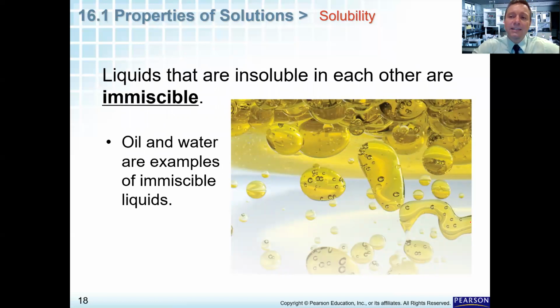So now if you have something that's immiscible, unable to dissolve, so liquids that are insoluble in each other are immiscible. Oil and water is an example. Once again, we mentioned this prior. You could put it in there, shake the container up, set it down, and all that's going to end up happening is it's going to separate into layers because it is immiscible, unable to dissolve in each other, or insoluble is another word. That's another key term, so please make sure you notate that.